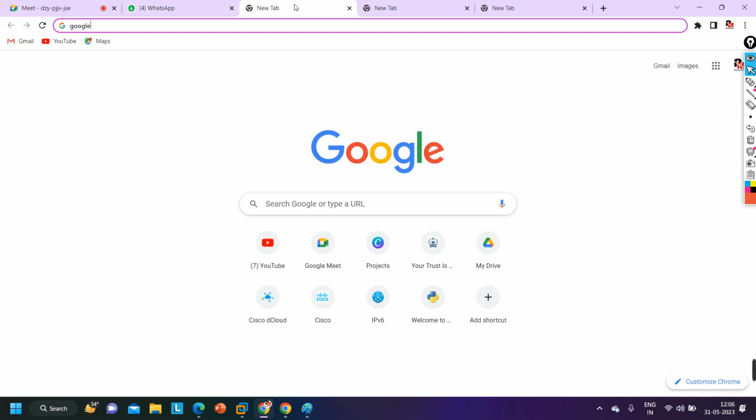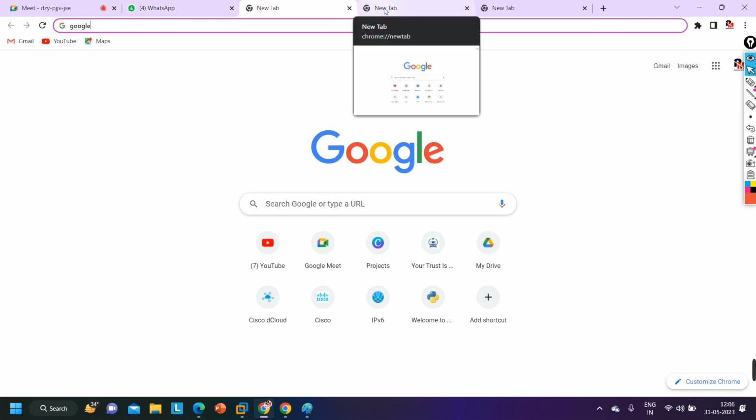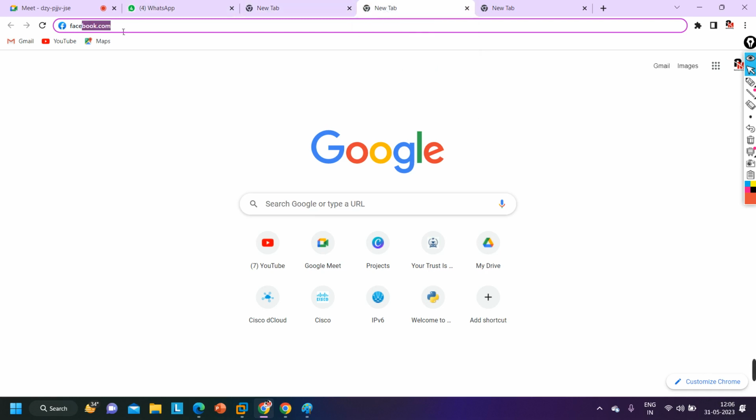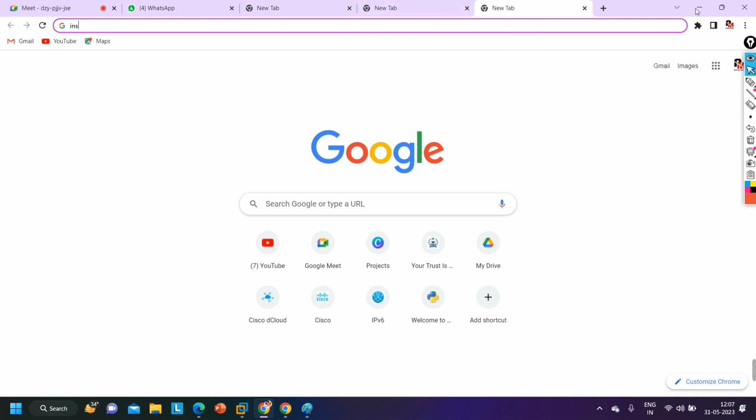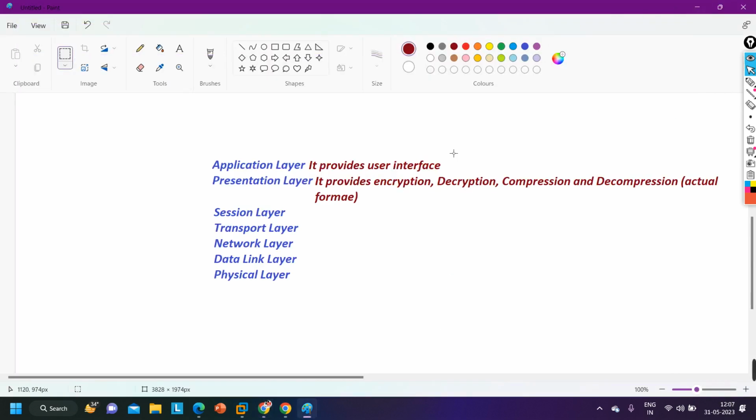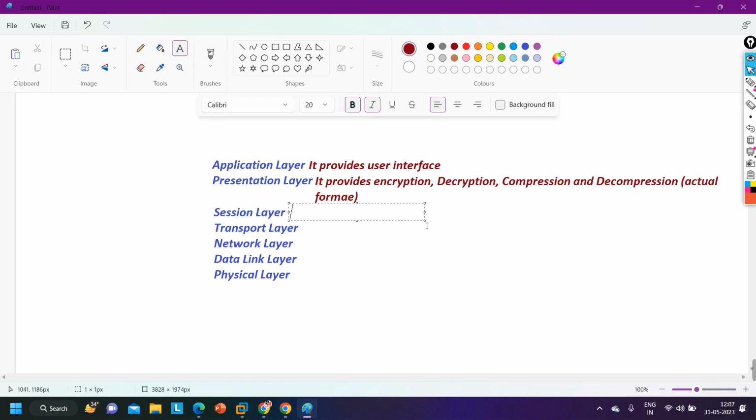Yes or no? Have you ever seen that you send a request to the Facebook server from this tab and the reply comes in another tab? No, we never see that. Because there is one session layer that separates the sessions. So the work of the session layer is maintaining and terminating the session.